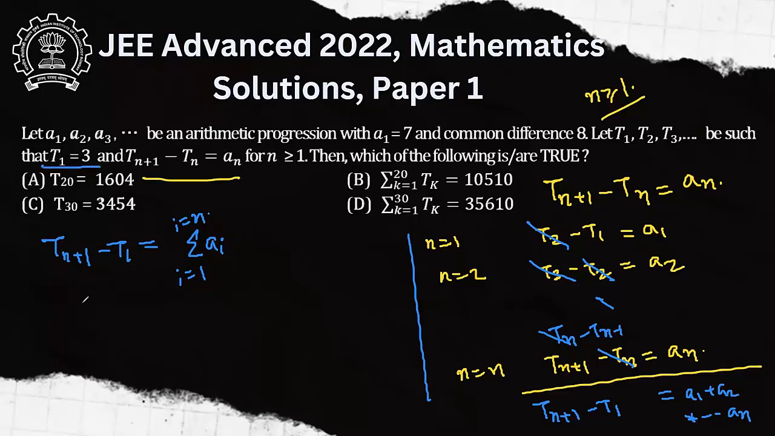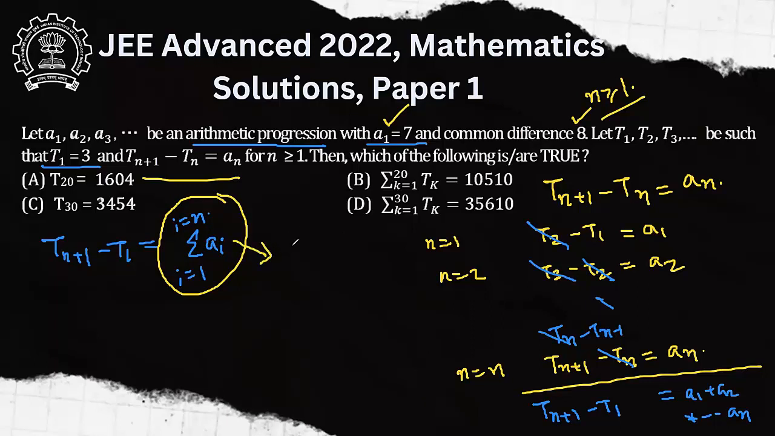T1 is 3, right? So from here only I can say, and see, this sigma Ai, A1 plus A2 until an, A is an arithmetic progression, right? So this thing here we can find out, right? This is simply the sum of the AP until n terms, right? So the number of terms is n terms. First term is 7. Common difference is 8, right? This thing here is straight away the sum of AP, right?